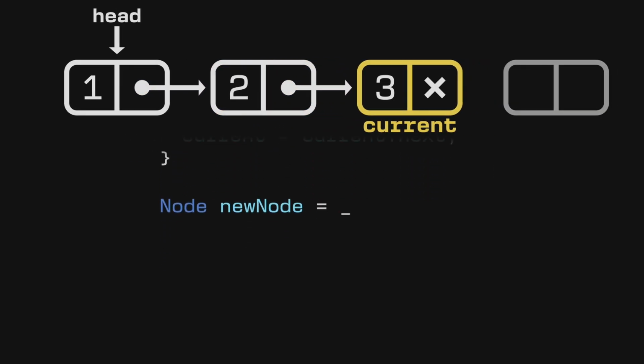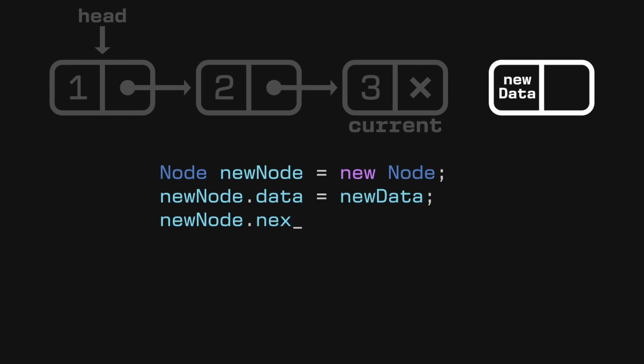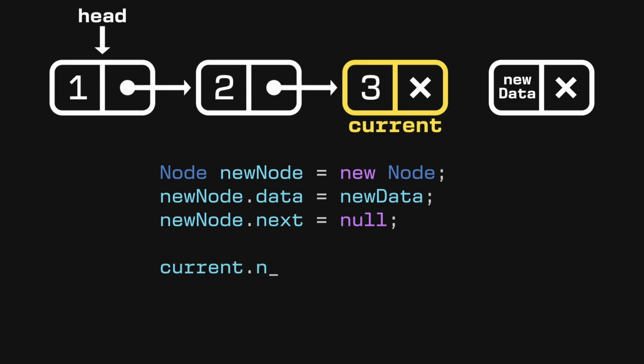So now let's make a brand new node that stores new data in its data field and null in its next field, because this will be the new last node in the list. Finally, we can update current's next field to point to the new node, and we have successfully added new data to the end of the list.